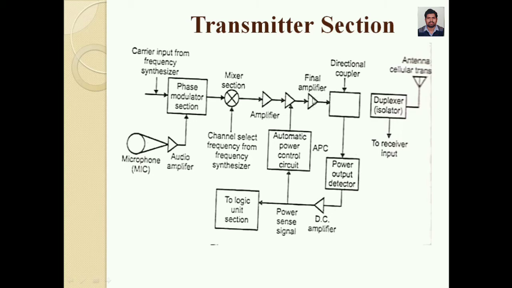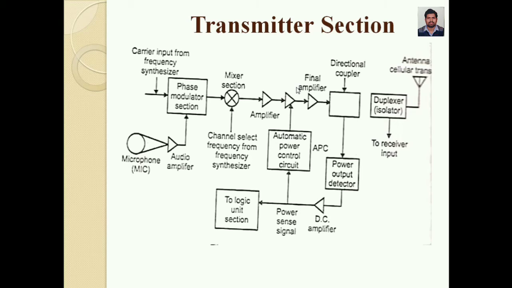So these are the class C power amplifier stages. The input to the amplifier is given from the mixer section, meaning the output of the mixer is given to the class C power amplifier stages. Then the final amplifier stage in the cascade is designed to supply 3 watts to the antenna if the mobile unit is mounted on a vehicle, and only 500 milliwatts if it is a handheld unit. This is given to the antenna of the cellular transmitter.